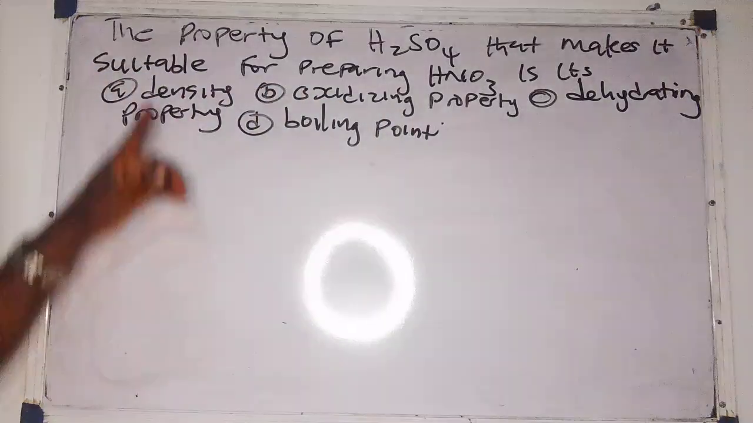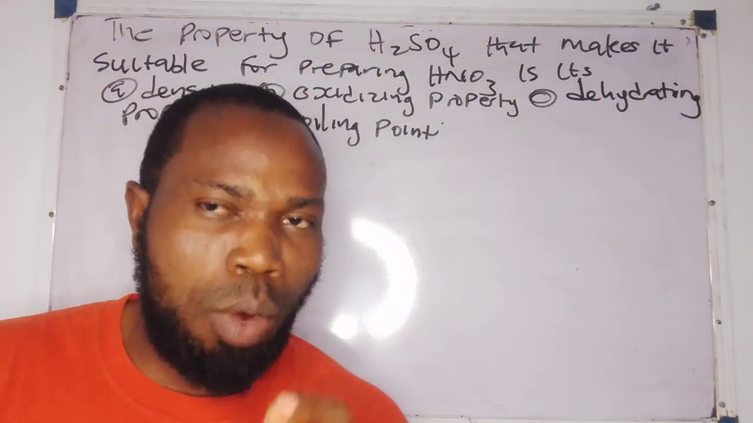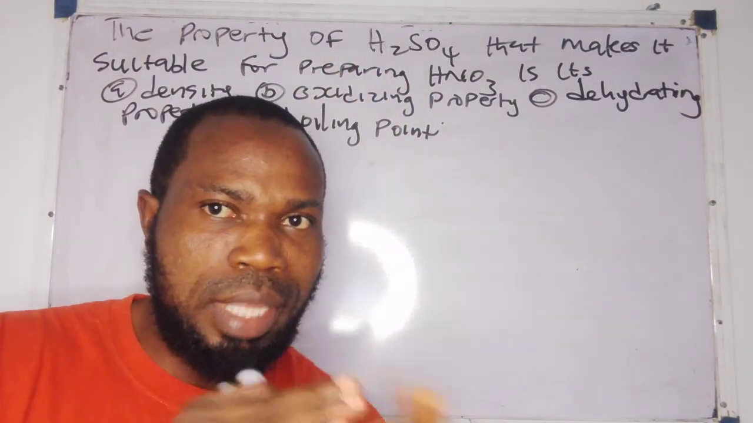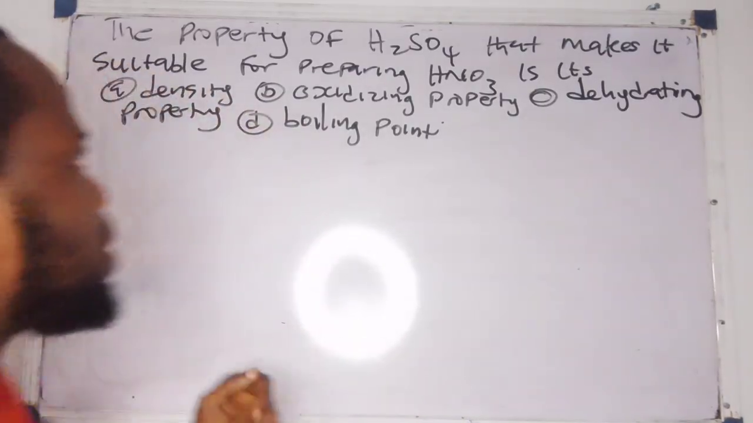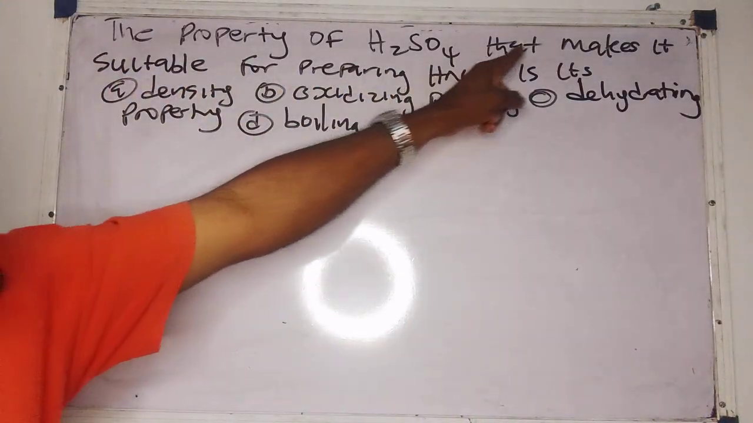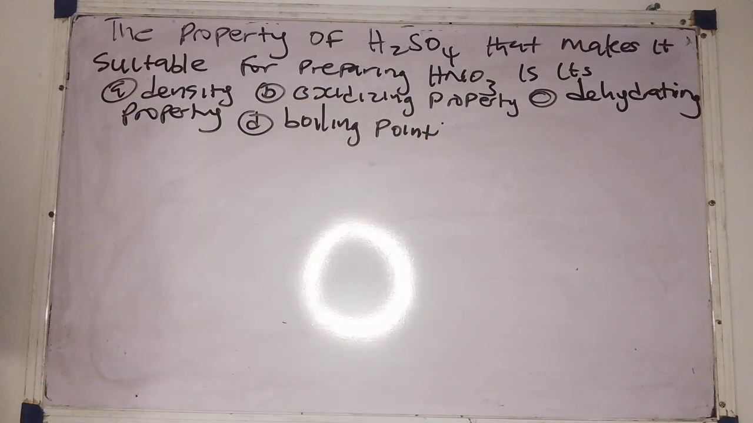They said the property of H2SO4. Remember how we said we analyze our question, looking at each of the terms that they use in the question. So not just looking at the question, we want to analyze each of these terms. They said the property of H2SO4 that makes it suitable for preparing HNO3 is dash.